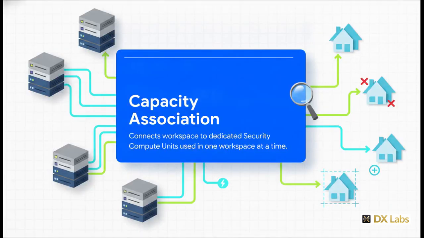Next, we have capacity association. This is what connects your workspace to dedicated security compute units, or SCUs for short. Think back to our BPO analogy. This is where you determine exactly how much computer power your agents have. You can select from available capacity resources in your subscription, but there's a really strict technical rule here. Capacity resources can only be used in one workspace at a time, no sharing simultaneously. So if all your existing SCUs are already allocated somewhere else, you're going to have to create new capacity inline during this setup.